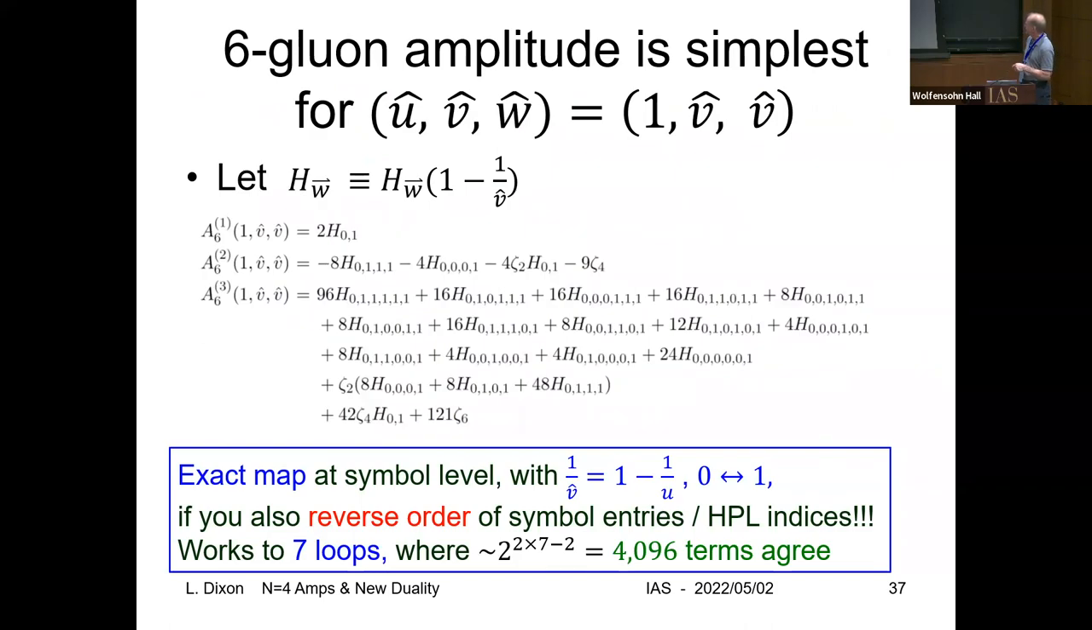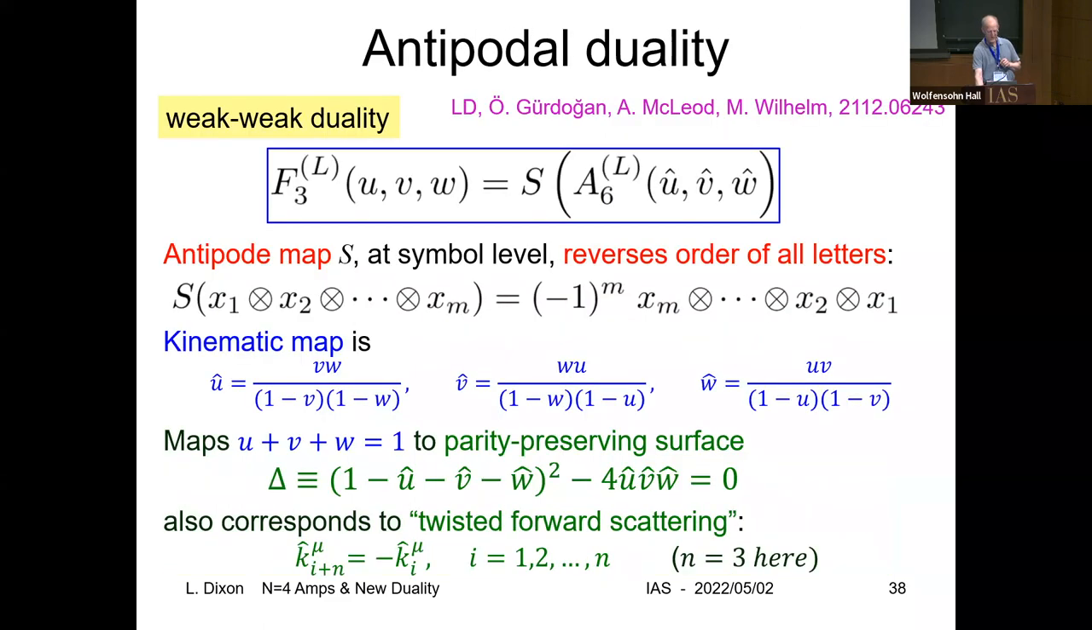And the symbol level essentially means ignore all the zetas. If you just make this kinematic map, which effectively flops the zeros and ones in these HPLs, this switch to one minus, if you also reverse the order of the symbol entries. So we tried that out at seven loops, and we found that 4,096 terms agreed. Now, this was just on a one-dimensional slice.